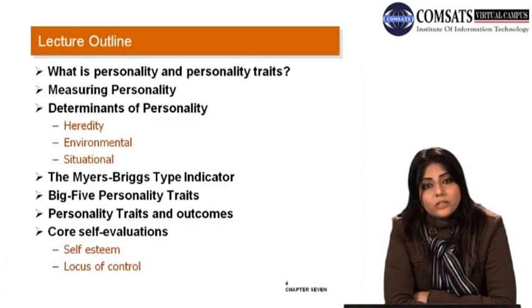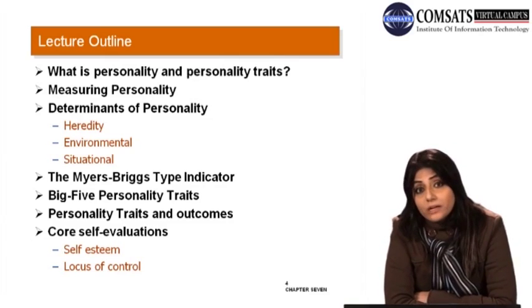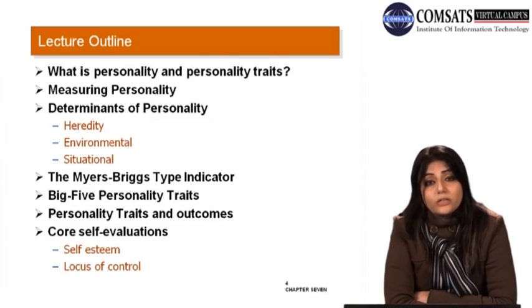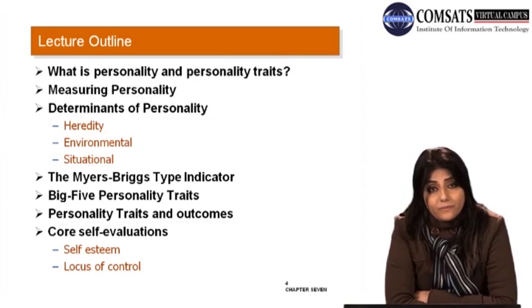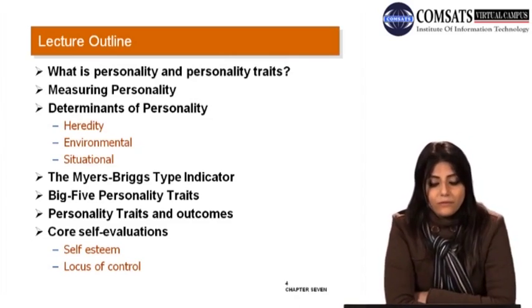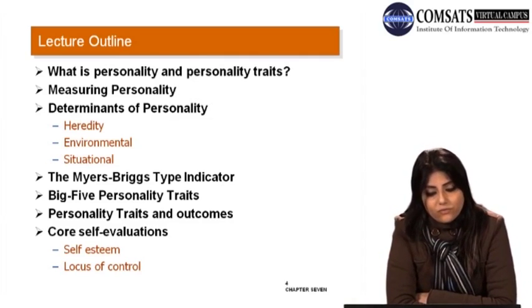Right, there can be a number of determinants of personality such as heredity, environmental factors and situational factors, and we'll be seeing their relative importance vis-a-vis the determination of the personality of the individual. Then we'll be seeing the Myers-Briggs Type Indicator, which was the oldest model of measuring personality, and then we'll be seeing the Big 5 personality traits, or Big 5 model of personality, as it is also referred to.